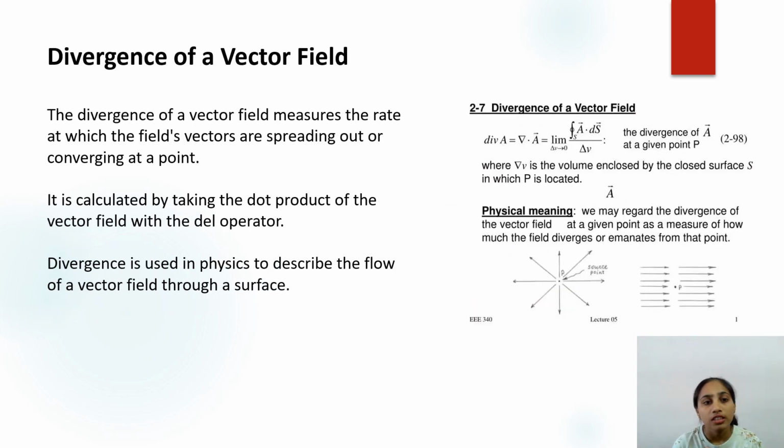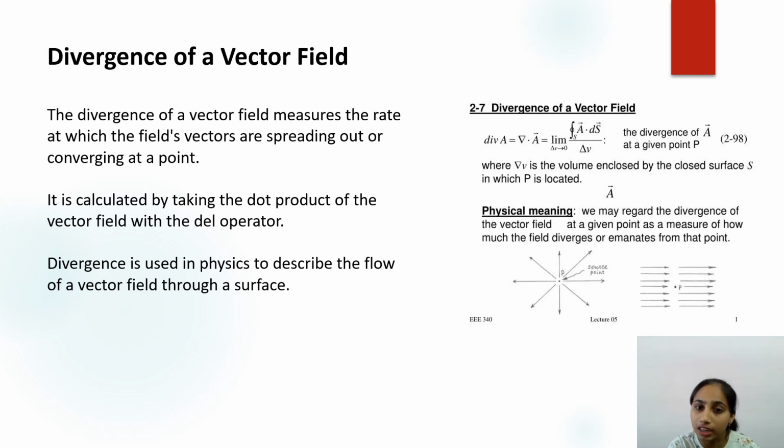And then we will move on to the next slide, that is divergence of a vector field. The divergence of a vector field measures the rate at which the field's vectors are spreading out or converging at a point. It is calculated by taking the dot product of a vector field with the del operator. Divergence is used in physics to describe the flow of a vector field through a surface.